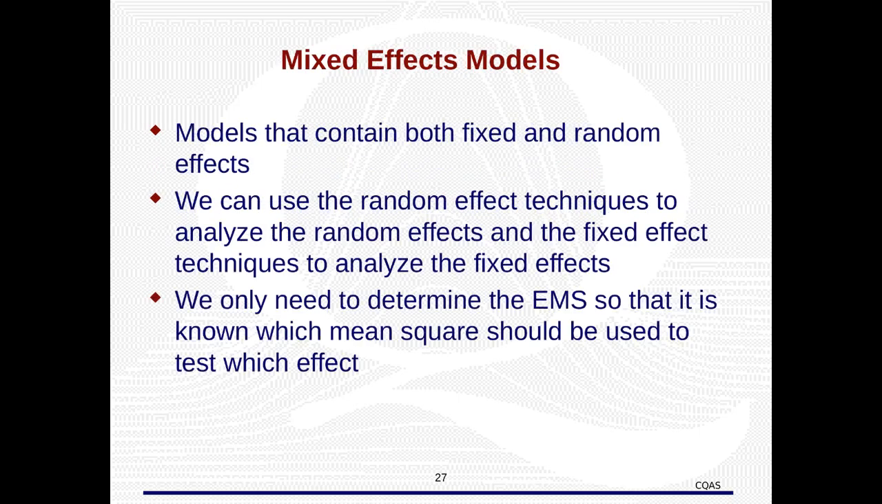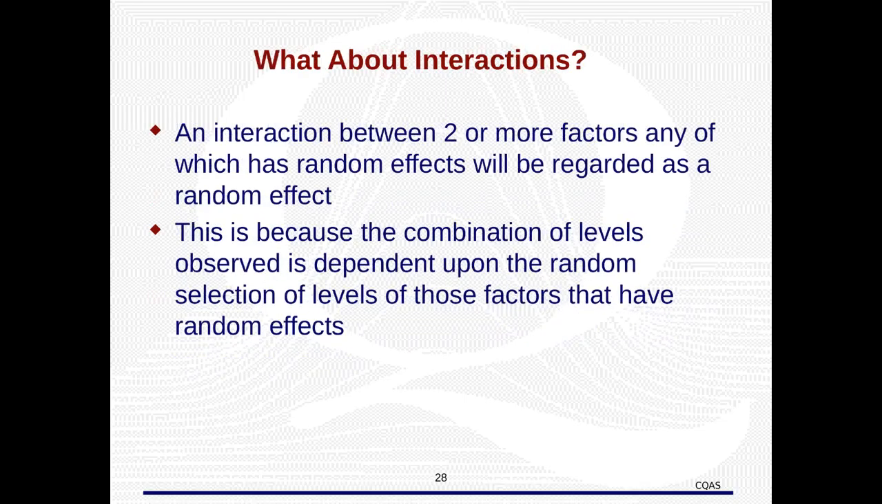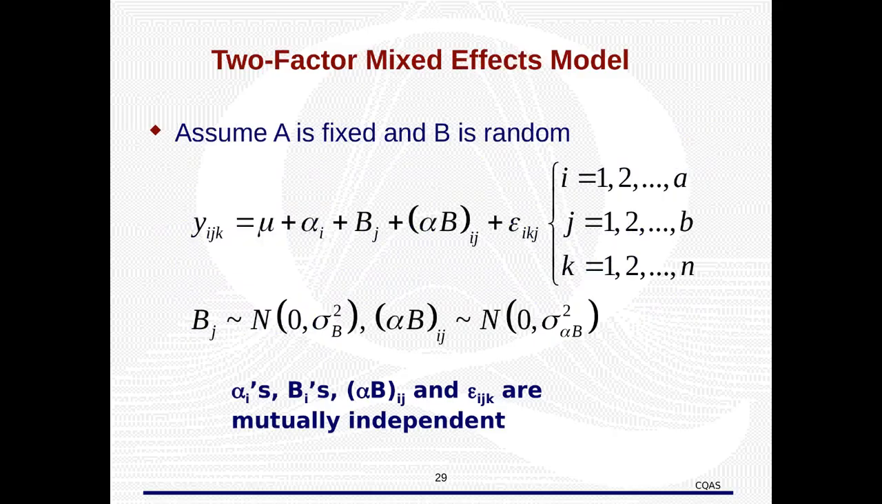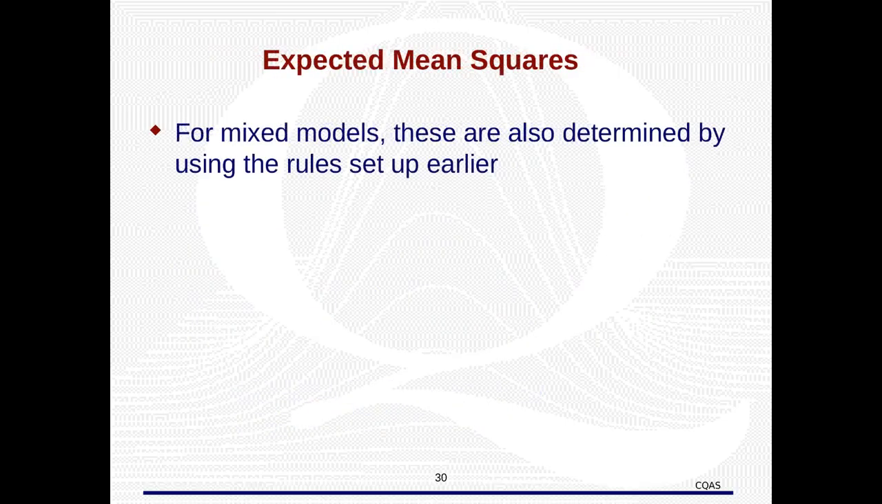Some models will contain both fixed and random effects. We will analyze the fixed effect using the technique for fixed effects and the random ones using the technique for random effects. We still need to create the EMS so that we can determine the correct test statistics. Since an interaction that has a random effect in it actually has a random component, we will consider it a random effect. Here is the model for a two-factor mixed effect model. Notice that a Greek letter is used to represent the fixed effect. Also, the interaction has a distribution. Let's find the EMSs for this situation.